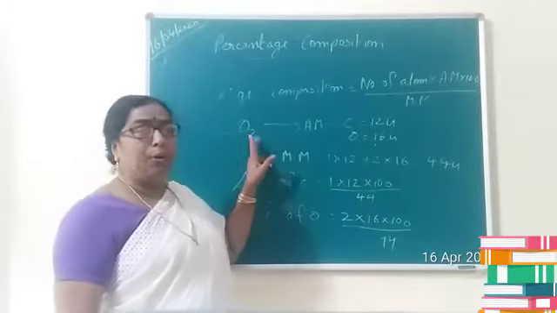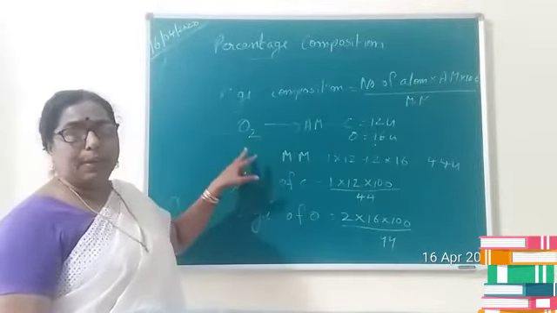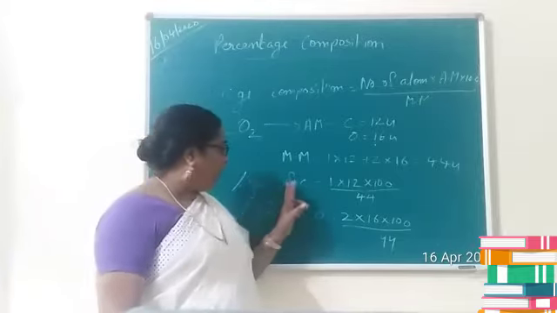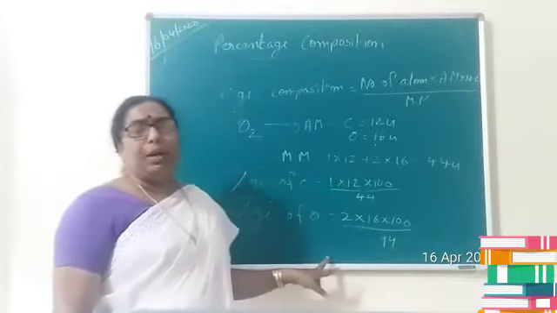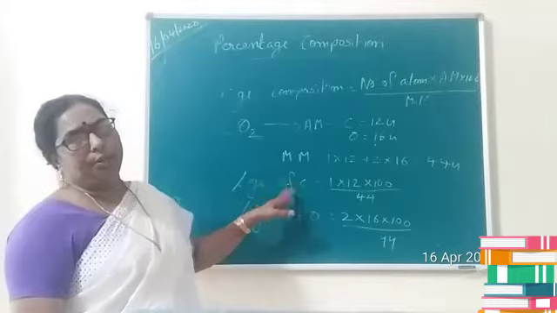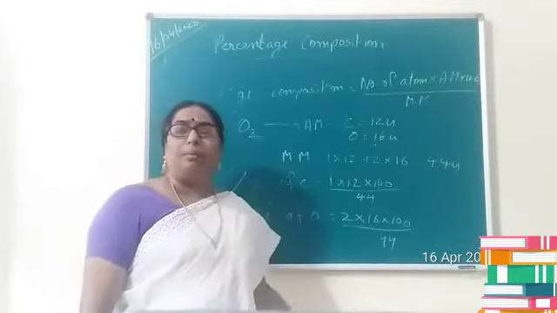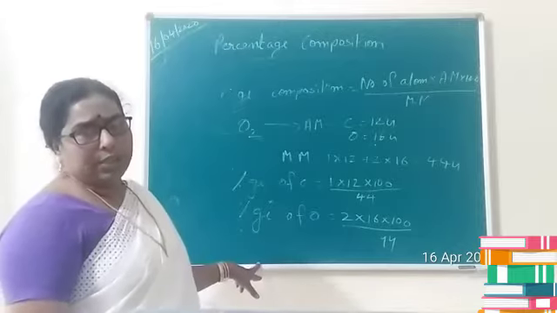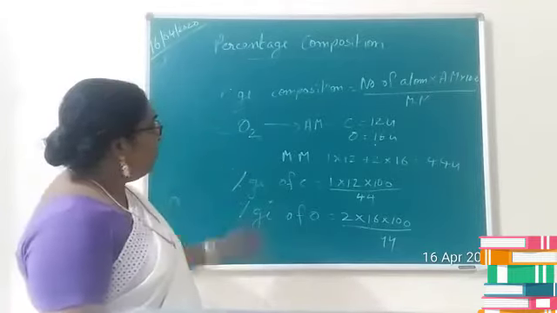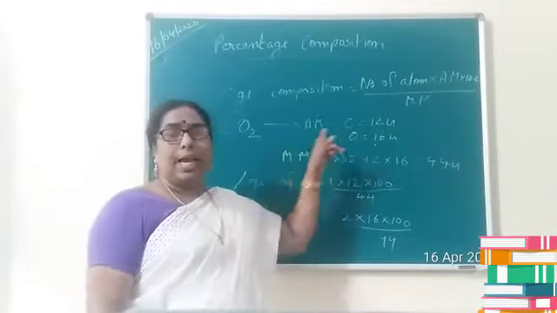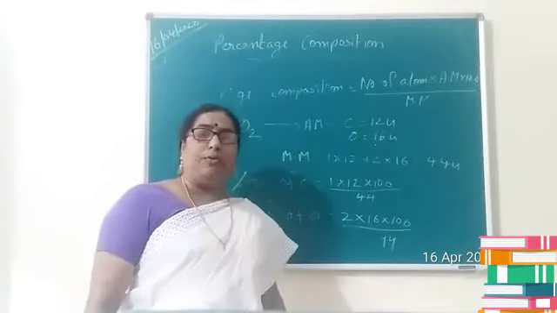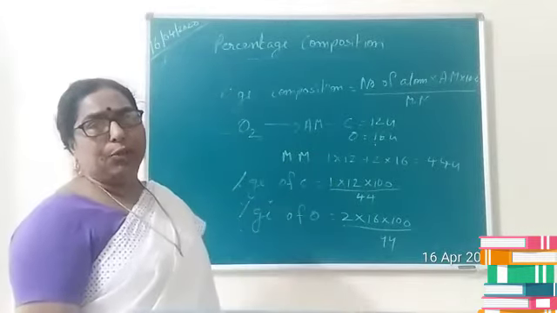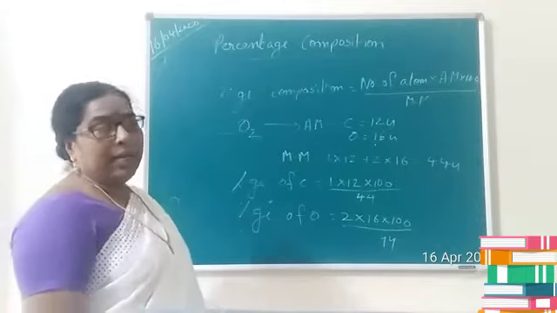Since this is made up of only two types of elements, carbon and oxygen, after calculating the percentage of carbon, if you want to calculate the percentage of oxygen, you can subtract the percentage of carbon from 100. Then also you will get the percentage composition of oxygen. Is it clear, children? So percentage composition you can calculate using this formula: number of atoms into atomic mass into 100 divided by molecular mass.